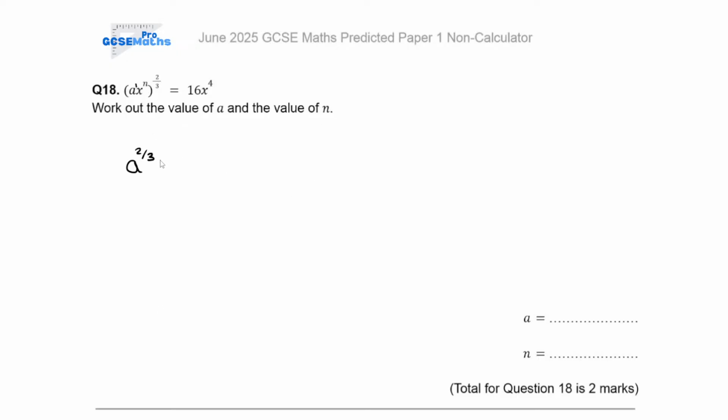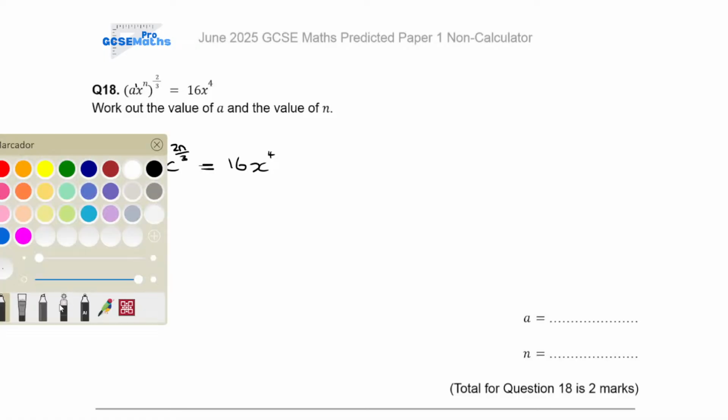So I would expand that, and obviously then the x as well. n times by 2/3 is either 2/3 n or 2n over 3, however you want to write it. The other side, I don't need to simplify anything, do I? Once I've done this, because I've got a and n, I need to have 2 separate equations, right? Because I've got 2 different values, 2 different letters.